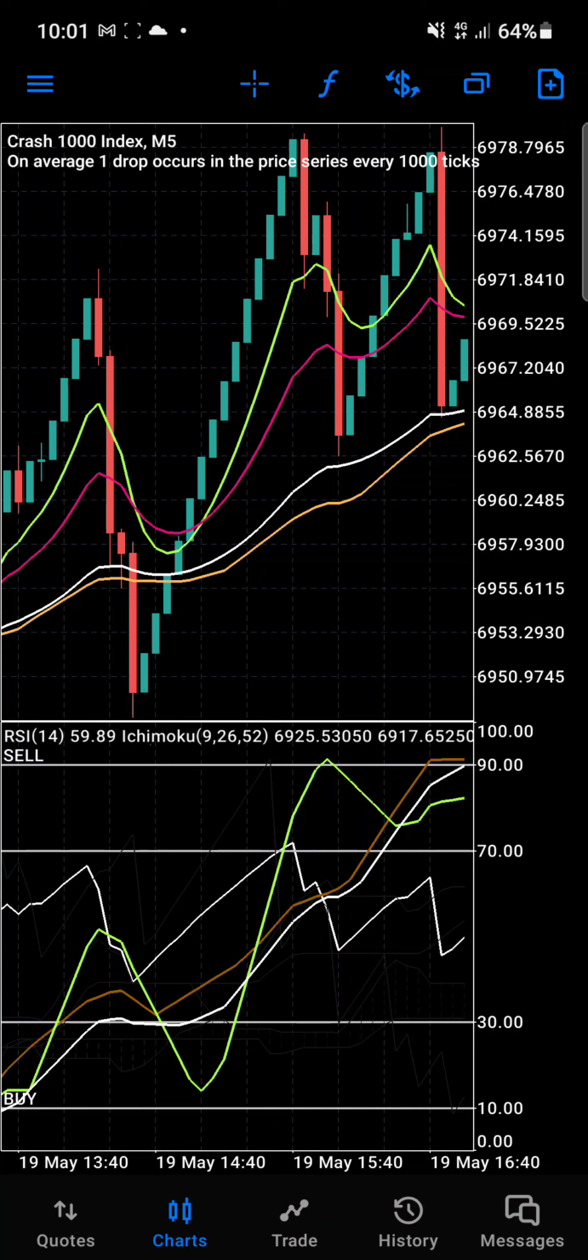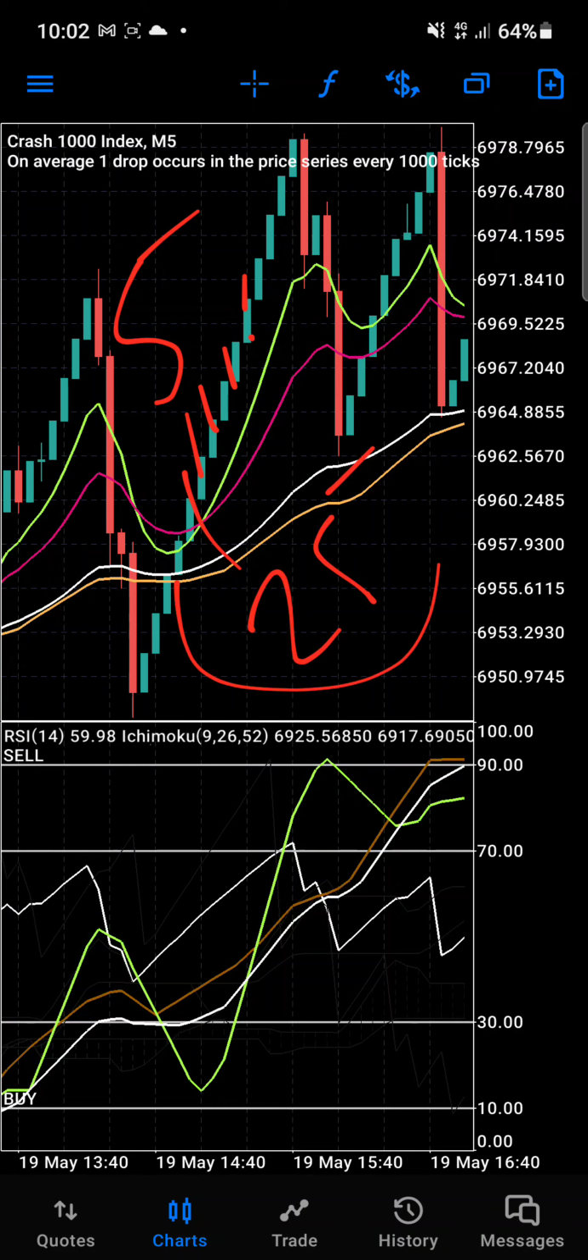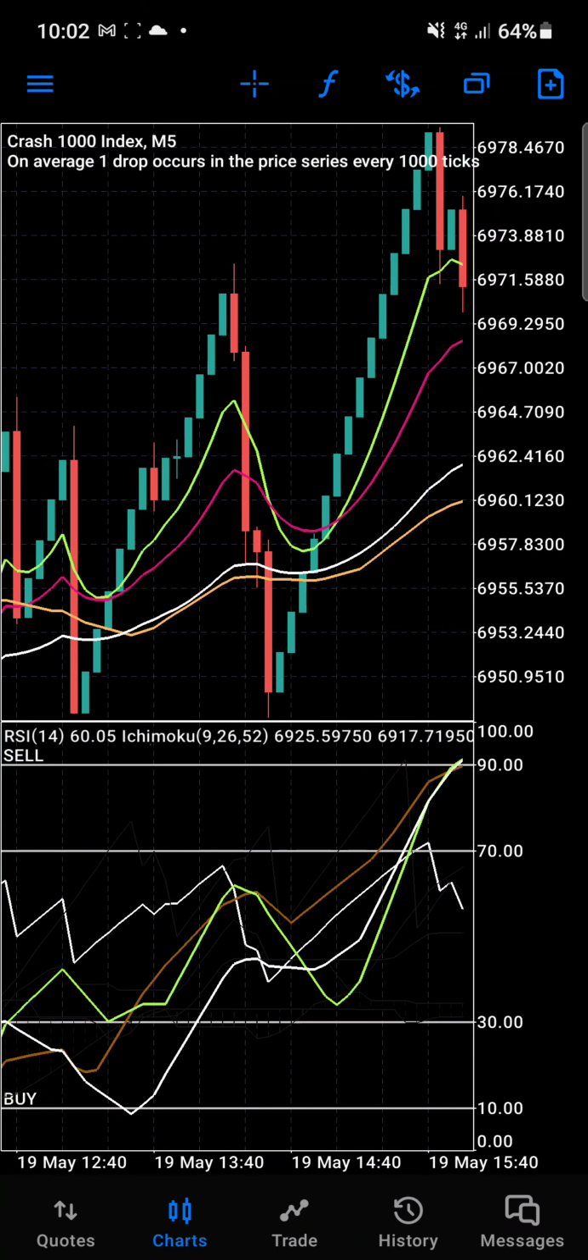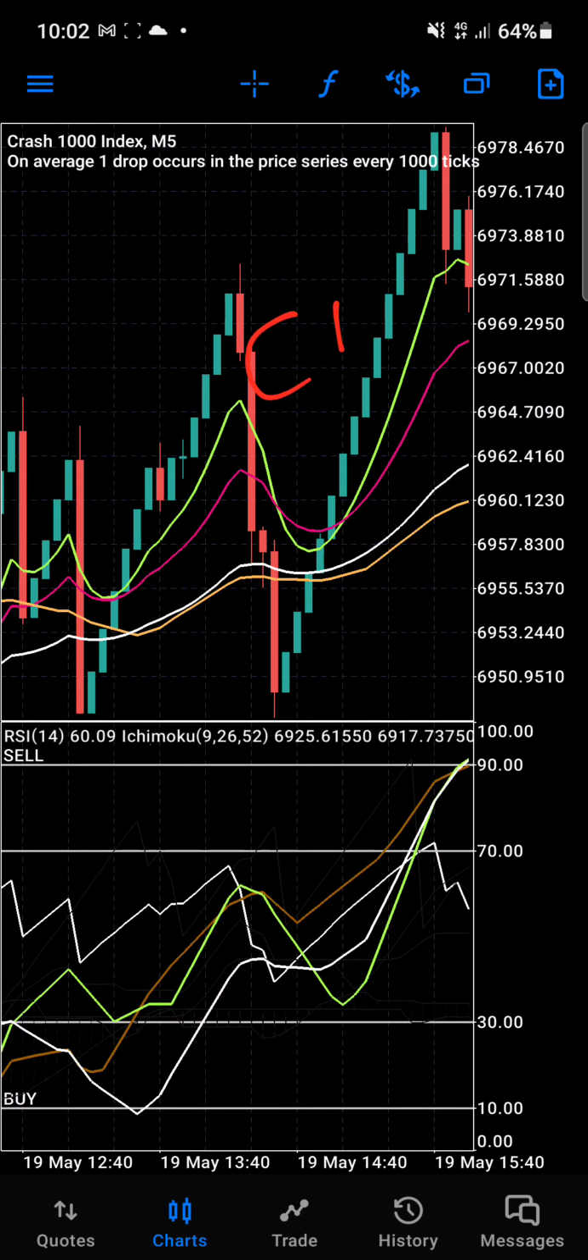You can imagine you coming in right here, you pick up this candle, this candle, this candle, and this candle. If you are picking up about 5 candles here, that is 5 times 5, that is 25 minutes. You've been in the market for a good 25 minutes, and that will give you good profit at the end of the day. So if you are picking it on Crash 1000, Crash 500, and Crash 300, it is possible for you to have got into your take profit.